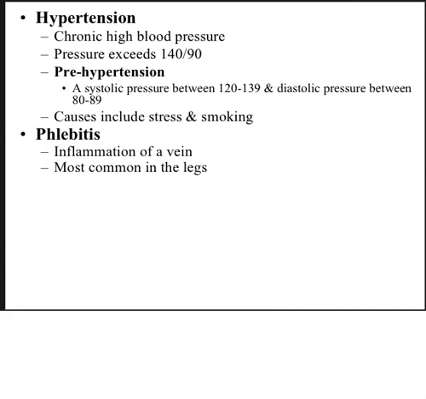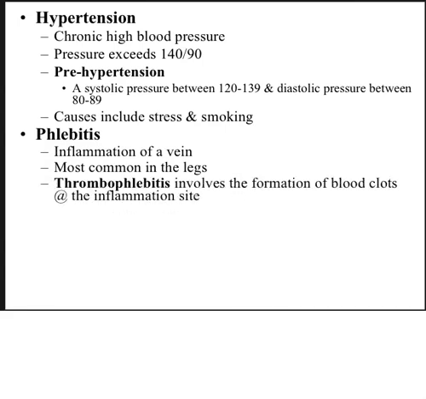Phlebitis is inflammation of a vein. It's most common in the legs. Thrombophlebitis is the formation of blood clots at a site of inflammation.